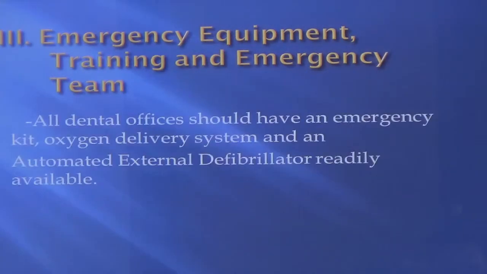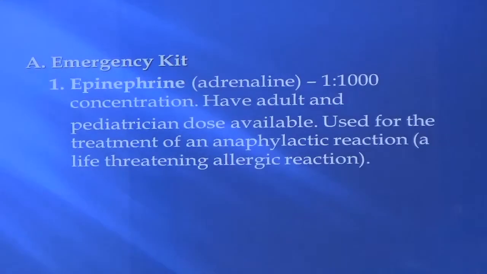Emergency equipment. All offices should have an emergency kit, which we do, an oxygen delivery system, and an automatic external defibrillator readily available. The emergency kit should have, and these are the basic drugs, there are some that can get really complex, epinephrine. And this is basically what's in the anesthetic, it's epinephrine. If you have an adult or pediatric patient, you should have an adult and a pediatric dose available, used for treatment of anaphylactic reaction, a life-threatening allergic reaction.